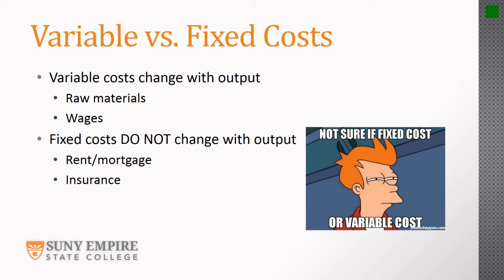Fixed costs, on the other hand, do not change with production. Examples of fixed costs include the rent or mortgage for a building and insurance costs. It does not matter if a firm produces one product or thousands, they will still have to pay their rent and insure their building.